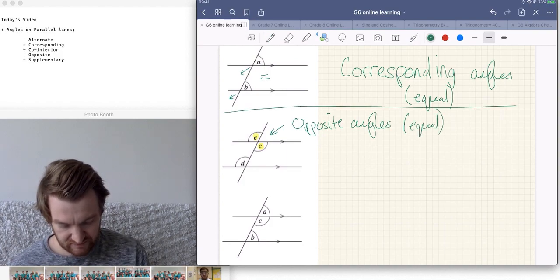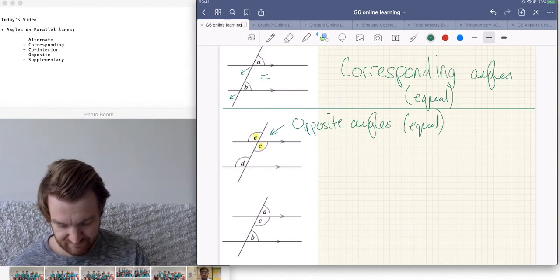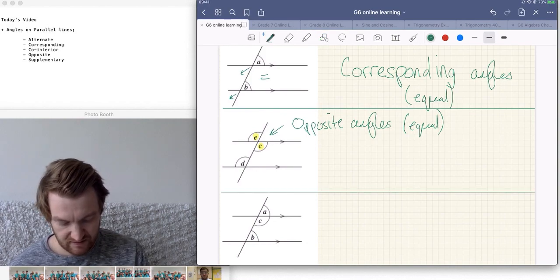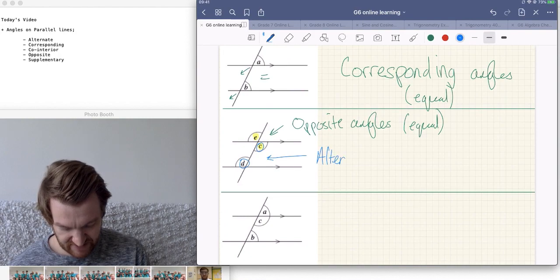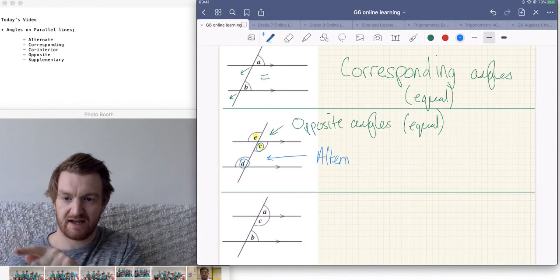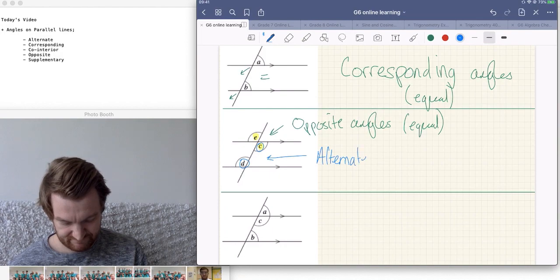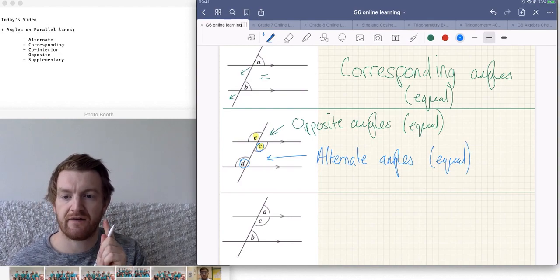Draw lines, we know which one's doing that. So three sections. We've also got C and D. C and D are alternate. They make a kind of zigzag. Remember, this is only for parallel lines.